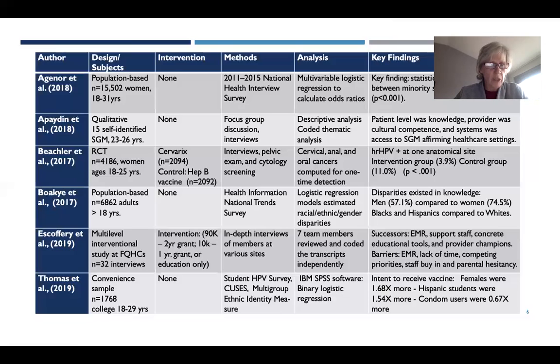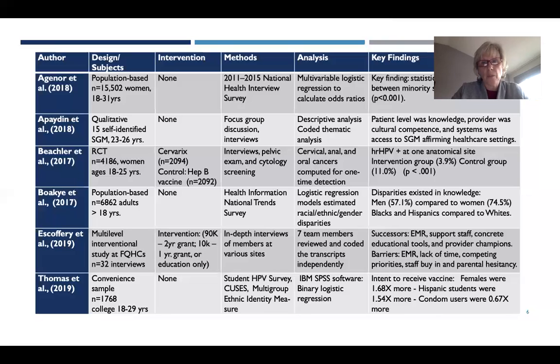The third study is Beechler et al. in 2017. This is the only study that's actually a true intervention study. So it's experimental, and they looked at the efficacy of the HPV 16 and 18 vaccine against various cancers. The intervention was that they were randomized to either receive the HPV vaccine or receive the hepatitis B vaccine. So each group got a vaccine, but not the HPV vaccine. And for 4 years, they followed up the population with interviews, pelvic exams, and cytology screening.